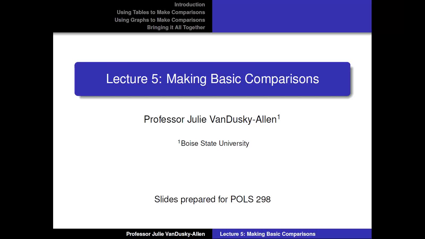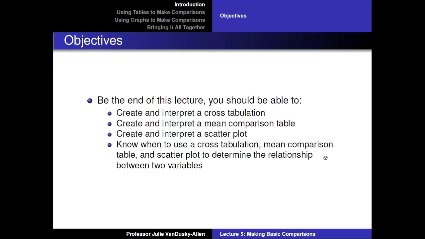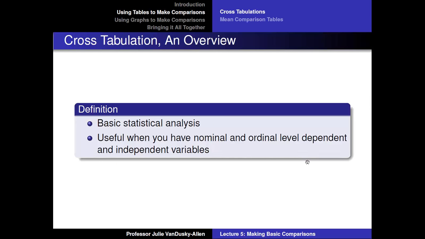This is Lecture 5, Making Basic Comparisons. By the end of this lecture, you should be able to create and interpret a cross tabulation, create and interpret a mean comparison table, create and interpret a scatter plot, and know when to use a cross tabulation, mean comparison table, and scatter plot to determine the relationship between two variables.